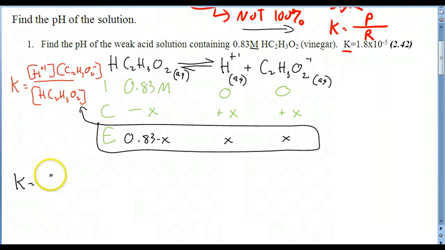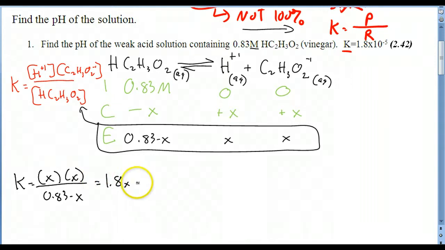K equals X times X, substituting the X for the H plus, substituting the X for the C2H3O2 minus, divided by the acetic acid, which will be 0.83 minus X. That equals the K value, which is 1.8 times 10 to the negative fifth.